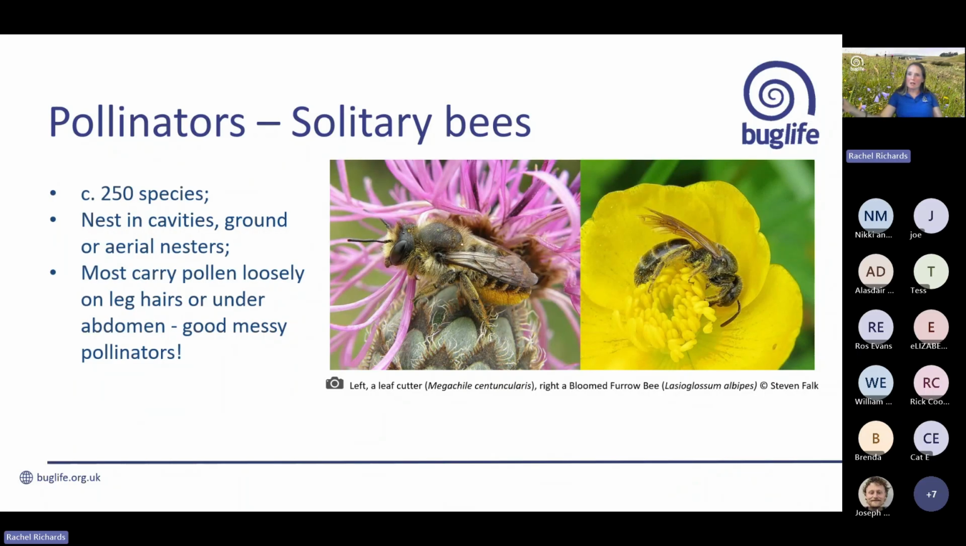So solitary bees, we have around 250 species. Some nest in the ground and some are aerial nesters, so nesting in holes in deadwood and the like, sort of beetle holes. And they carry the pollen quite loosely on their body. You can see the leaf cutter there, that big one on the purple flower. It's got the pollen underneath on the hairs of its abdomen there. But a lot of solitary bees are carrying it on their back legs. And again, if you ever see a bee with pollen, you know you've got a female bee. But because they're carrying it externally, or at least most of them are, they're quite messy pollinators, so they're quite good pollinators.